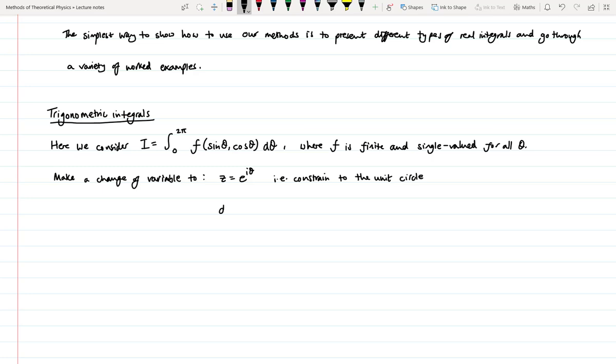The differential dz is given by i e to the i theta d theta, and it's very important to remember that when you make a substitution you should check the limits and the differential, see how they change as well. This means we can rewrite d theta as minus i times dz over z. You can double check that for yourself.